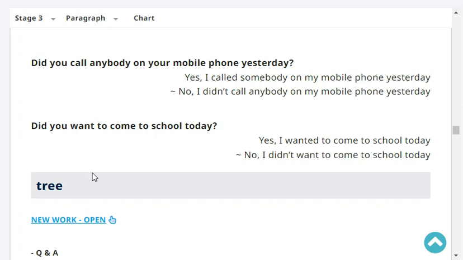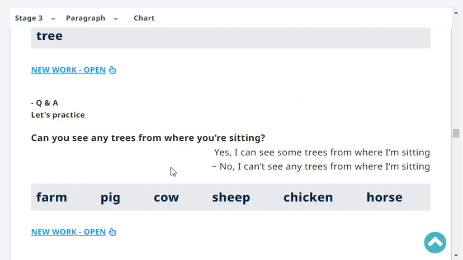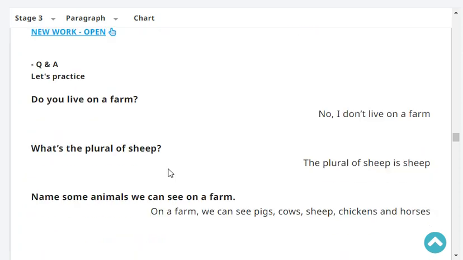Can you see any trees from where you're sitting? Yes or no? Yes, I can see some trees from where I'm sitting. Very good. Do you live on a farm? Yes or no? No, I don't live on a farm.